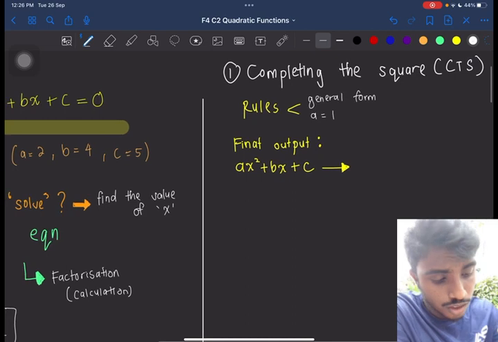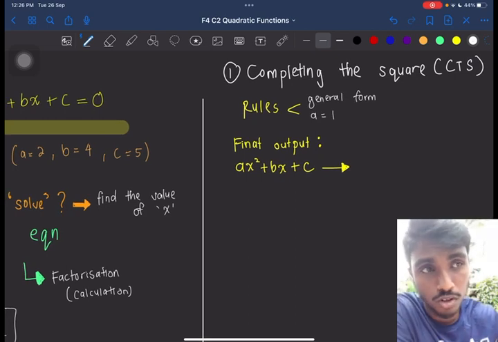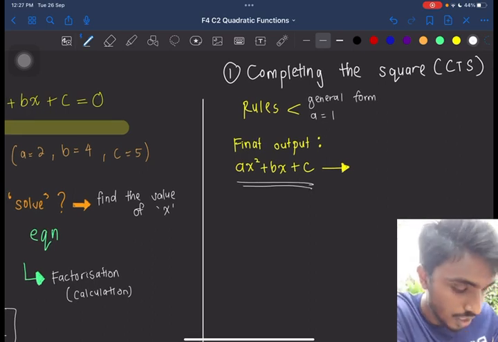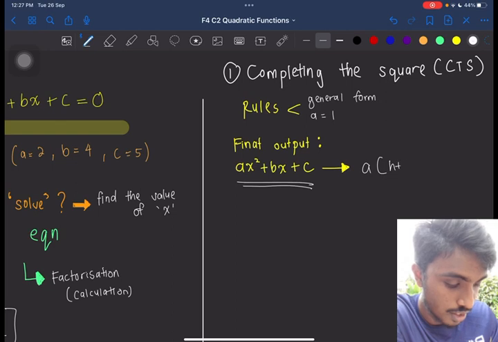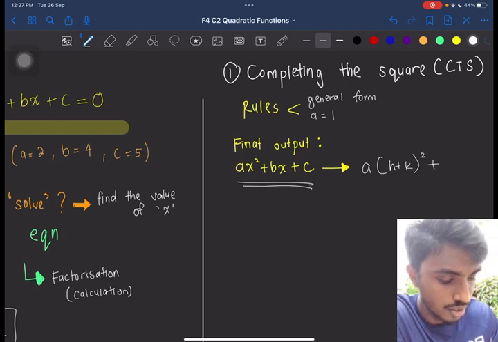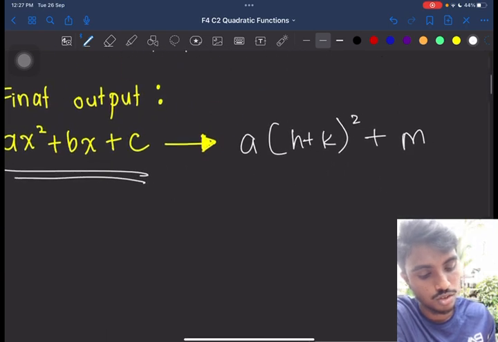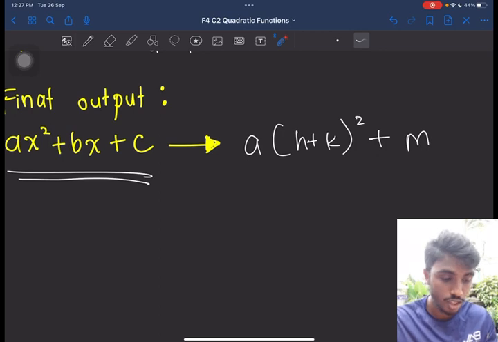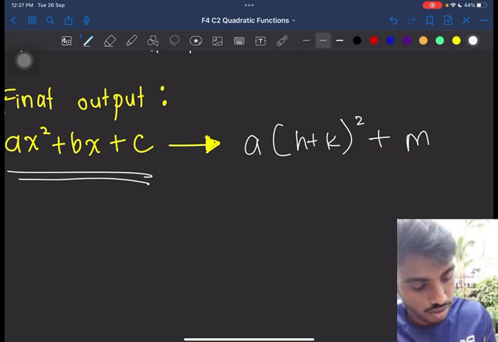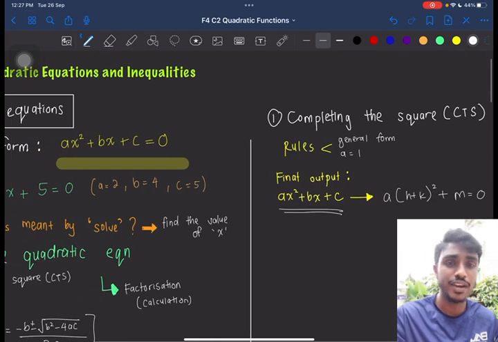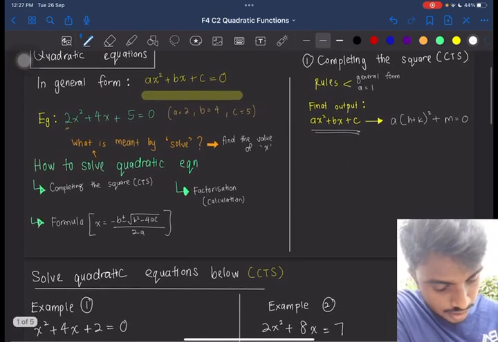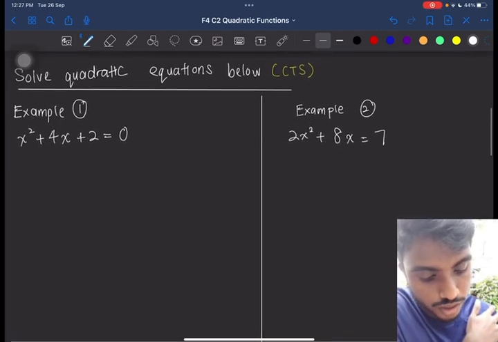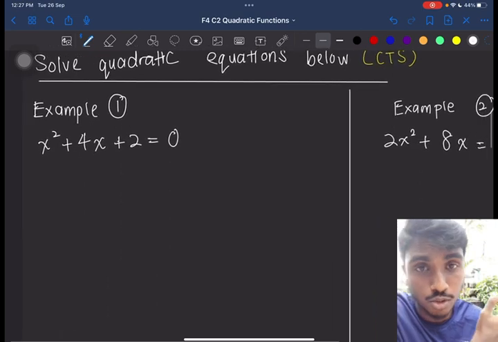So after doing the completing the square, your final output, your quadratic equation, will be from the general form. It will be in this form: a(x + h) squared plus k, maybe. So it will be in this form. You'll be having in the bracket square and the rest, and for sure it's equal to 0. This is the final output, right? Now we'll see an example of how to solve a quadratic equation based on this completing the square method.